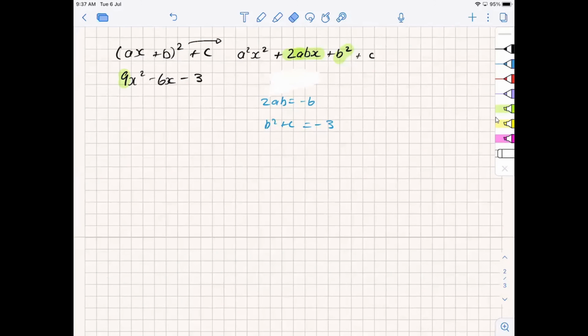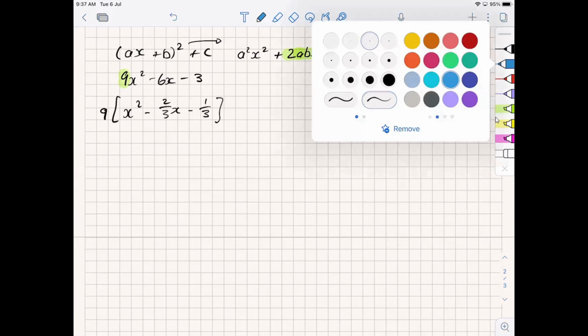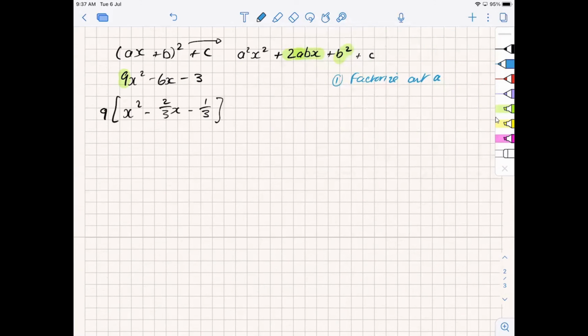So I'm going to offer you up a different way of doing it. It can get a little bit messy because you're going to end up creating some fractions, but bear with me. So we are going to factorize out a. So if I factorize a out, what am I going to get here? I know I'm going to take out a, which is 9. I'm going to be left with x squared minus 2/3 x minus 1/3. Okay, now I'm just going to carry on like normal. I know it's going to get a bit messy with the fractions, but just bear with me, okay?